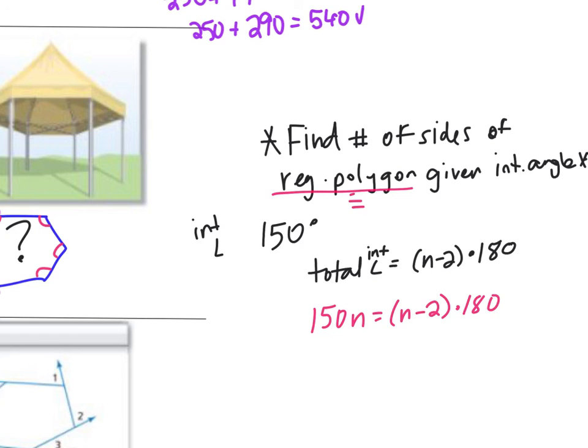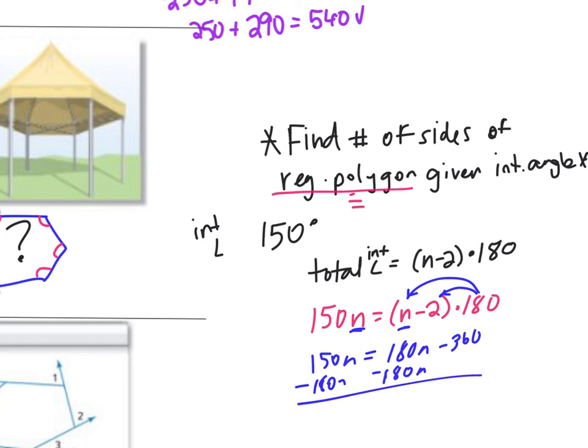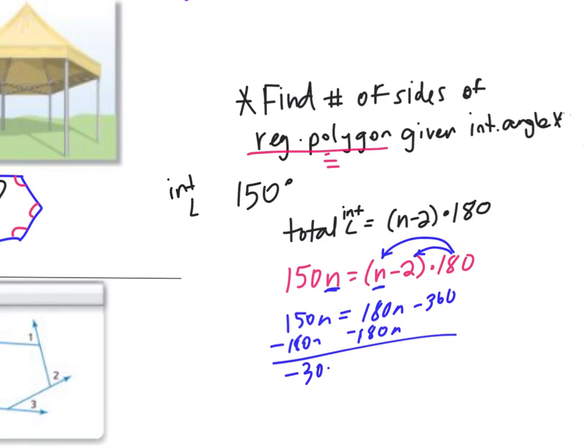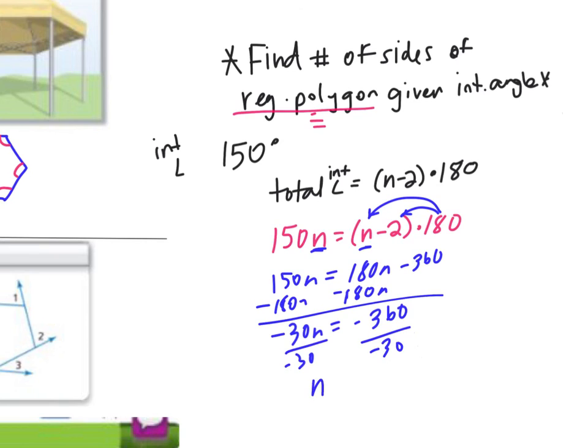Okay, so since we're looking for our sides, we just need to get our n isolated. So we have 150n equals, distribute your 180, we get 180n minus 360. Get the n's on the same side. Okay, so we have negative 30n equals negative 360, and then to isolate n, we just divide. So whenever you have a 12-sided polygon or a dodecagon, all of your angles will be 150 degrees, okay?